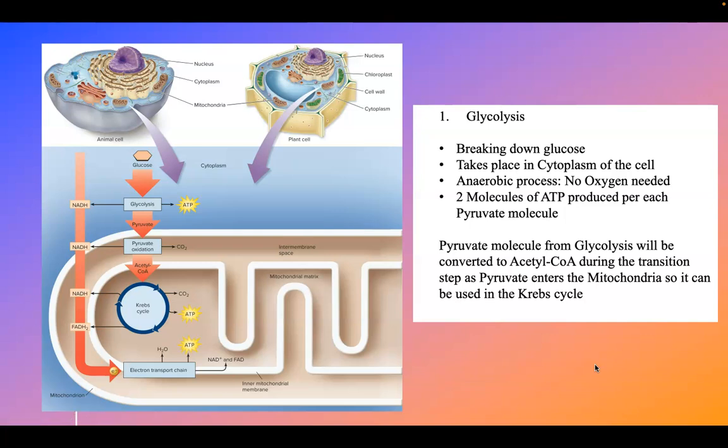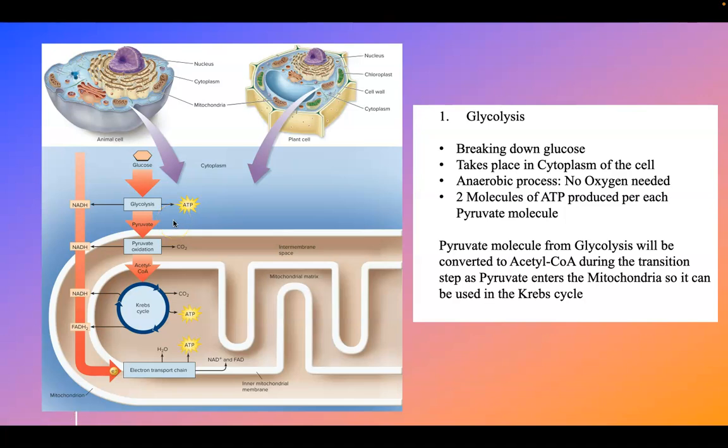When we're talking about glycolysis, this is the breakdown of glucose. It is taking place in the cytoplasm of the cell, so we're not into the mitochondria yet. We're still out in the cytoplasm. And it's an anaerobic process. No oxygen is needed. There's not a surplus of oxygen in the cytoplasm, and that's okay because it's not needed for glycolysis. 2 molecules of ATP will be produced per every pyruvate molecule. So we have 1 glucose producing 1 pyruvate and 2 ATP.